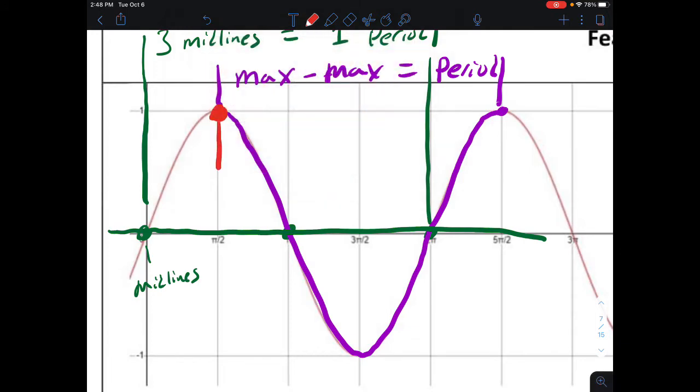Amplitude would be how far you go from that max to get to a peak, call it A. Or excuse me, how far do you go from that midline to the maximum, or how far do you go from the midline to a minimum? Either way, that same displacement is your amplitude in either direction.